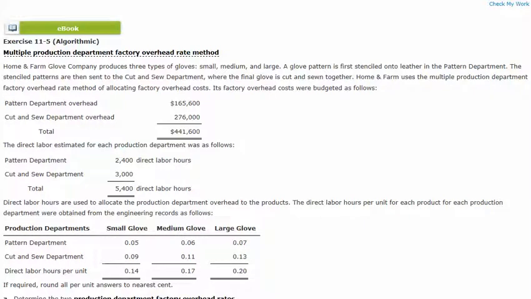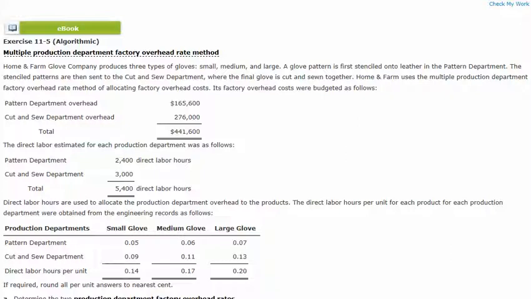So we have our 2 departments. The direct labor hours estimated for the production of the pattern department is 2,400, cut and sew 3,000 hours. So our total direct labor hours. Again, if we were single plant wide, I'd take the 441,600 divided by 54. We're not going to do that. We're doing it by department. So we're using the production department overhead and the products. We're going to do some simple division.